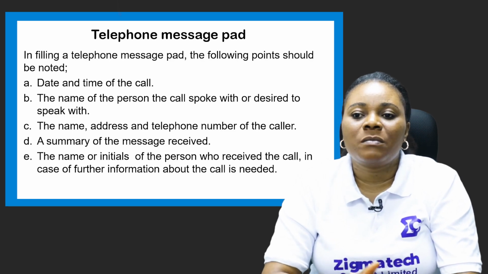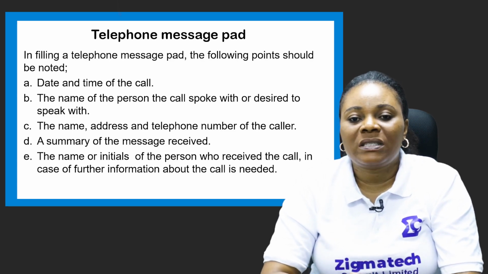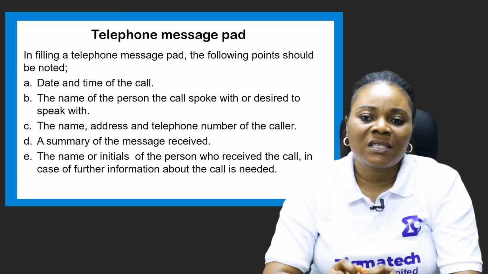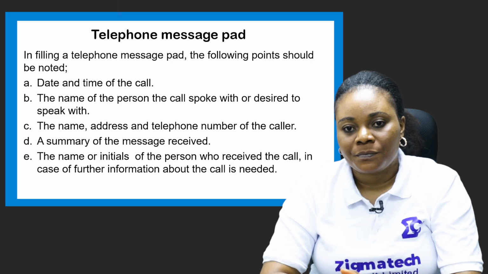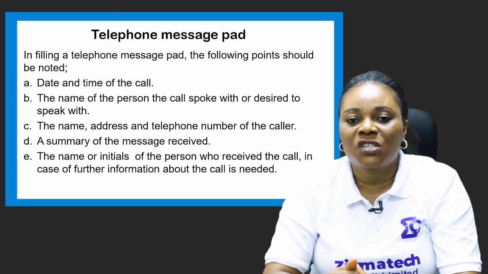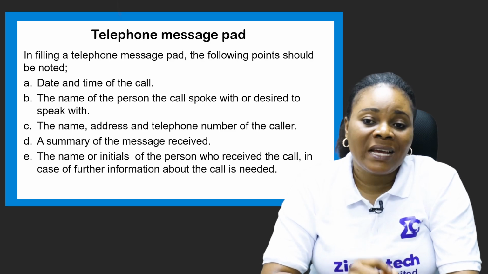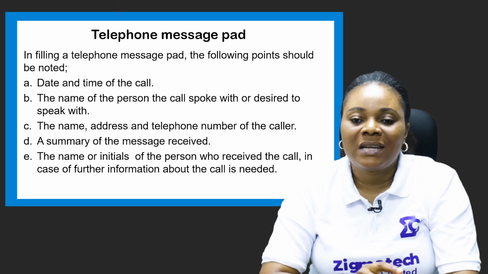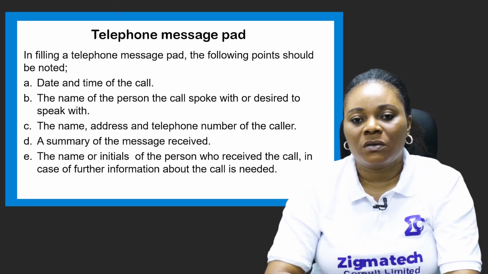In filling a telephone message pad, there are some points that should be taken note of on the paper. The first one is the date and the time of the call. Once you receive the call on behalf of the organization, you are expected to put the date and the time of the call, the date and the time the person has called.